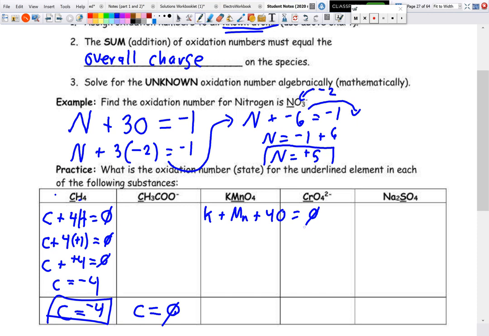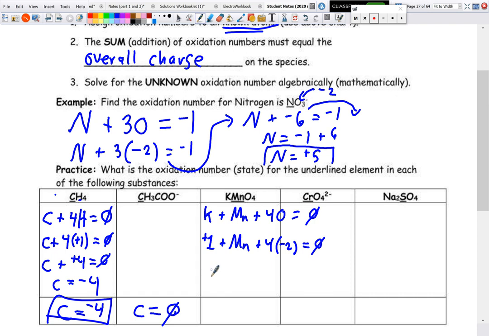So algebraically, we can set this one up. So 1 potassium plus 1 manganese plus 4 oxygens must equal 0. Now the charge for potassium, we know is positive 1 because it is a monatomic ion. Now that permanganate, MnO4 minus, is the one that we don't know. So manganese we don't know. Oxygen is always -2. It's equal to 0.